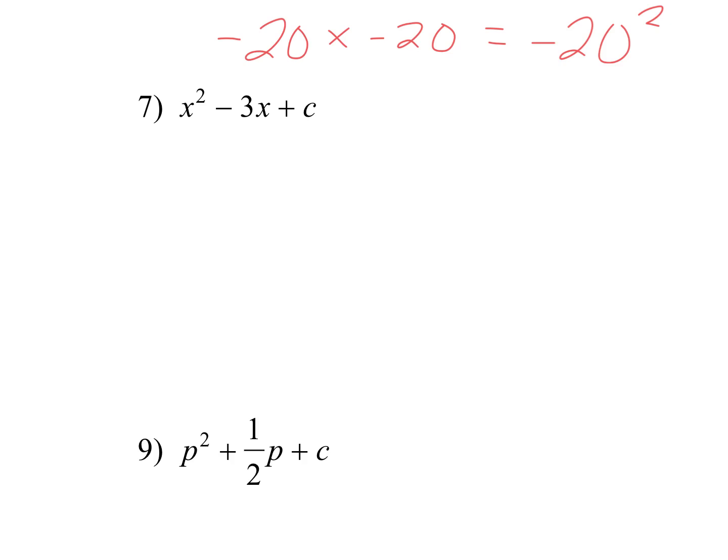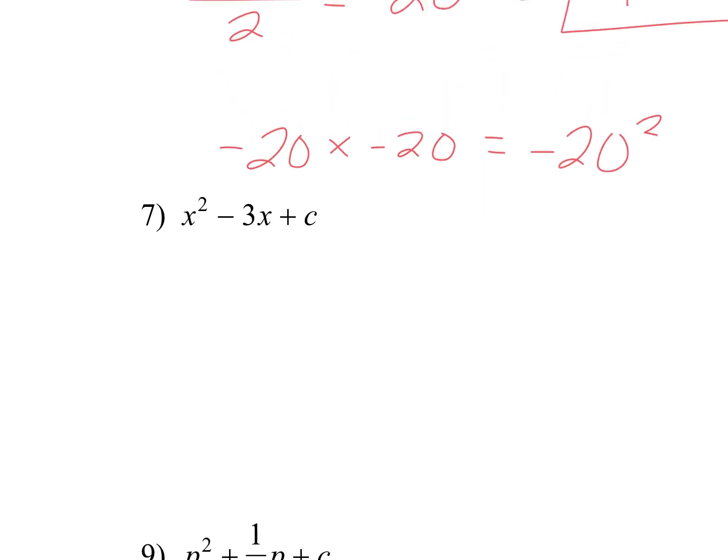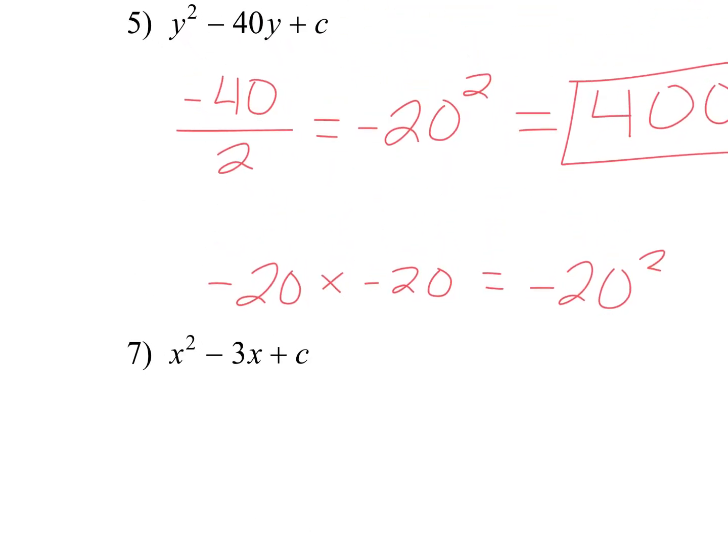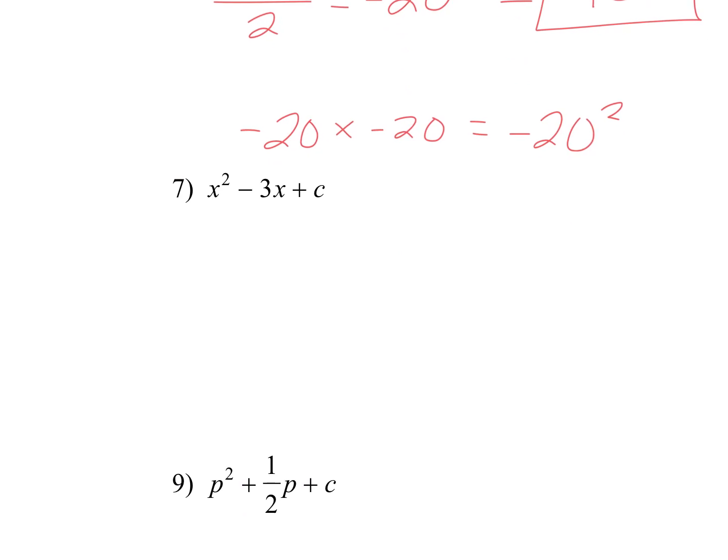So what did you do first? First on number 5. We took our B term divided by 2. So what's our B term on 7? So -3 divided by 2. Is that very nice? No. Leave it in a fraction. Okay, that's my answer right now.